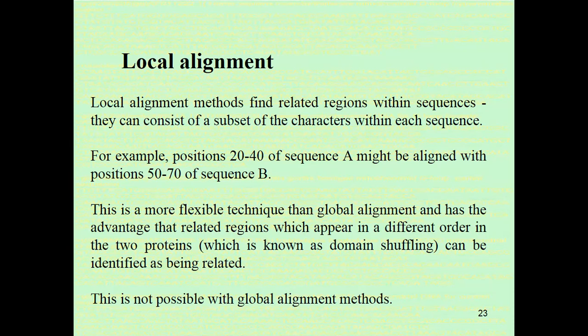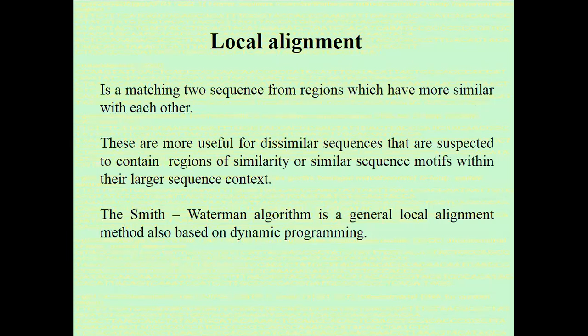This is a more flexible technique than global alignment and has the advantage that related regions which appear in a different order in the two proteins can be identified as being related. We already discussed in detail that if one protein has 100 amino acids and another protein has 80 amino acids and only a specific chunk or piece of amino acids has an alignment, then we will jump to local alignment. This is not possible with the global alignment method, to find a specific chunk or portion of the alignment of those two proteins.